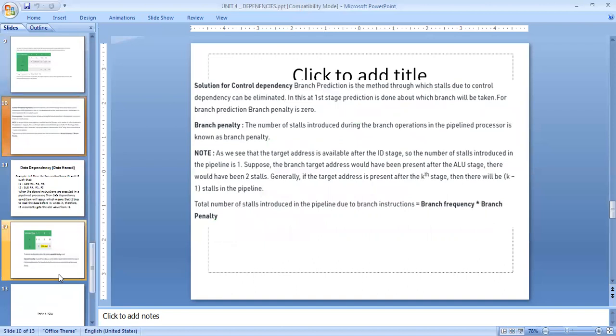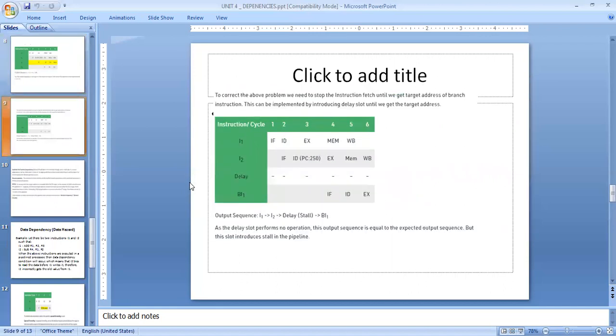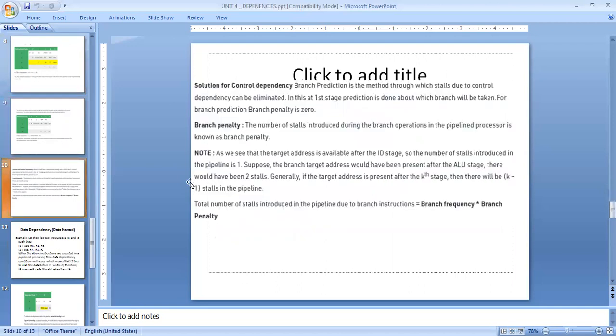If we use delays, it may lead to other problems also, but compared to this case, the delay time is very small. So some techniques can be used. That means we can use the branch prediction method, which predicts whether the branch is going to be taken or not. So based upon the prediction method, we are able to avoid this type of dependency.